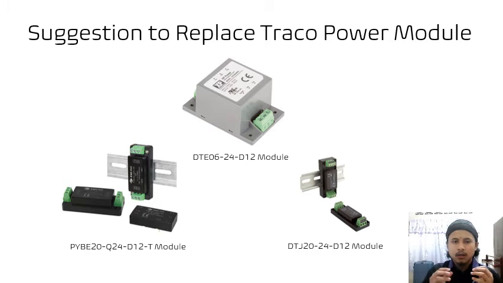Next is the initial result. If you remember my methodology for the initial result, we suggest to replace the tracker power module. As you see in the picture, there are the modules that we suggest. The first is manufactured by XP Power. Same goes to the right side, DTJ. And the left side is PYBE manufactured by CUI Inc. Basically, these three modules have almost the same characteristics that we talk about later.